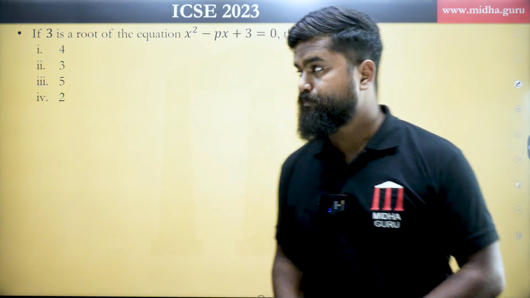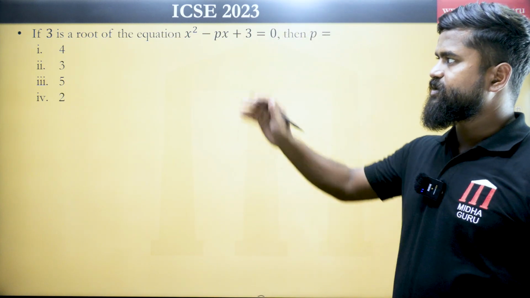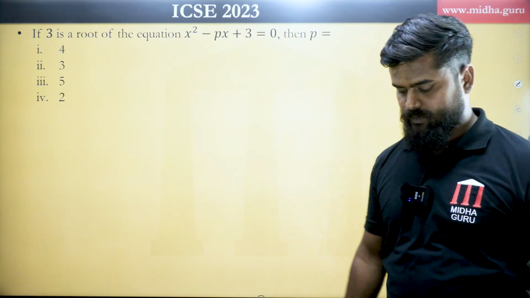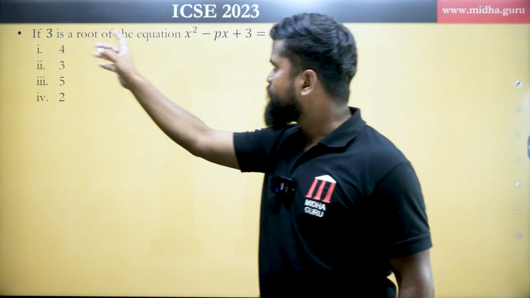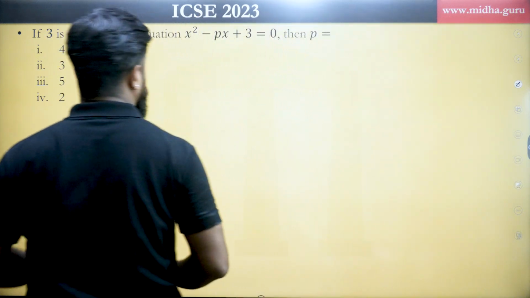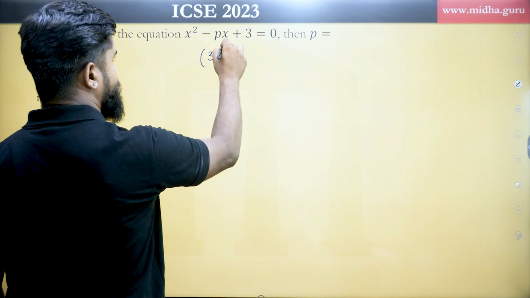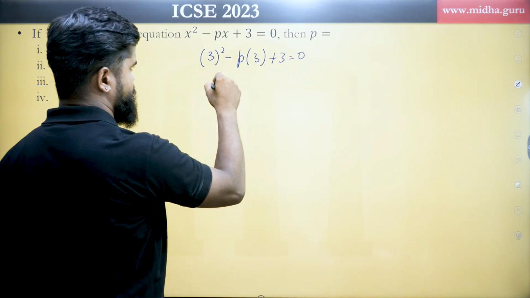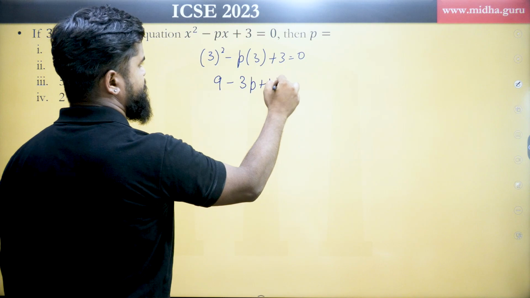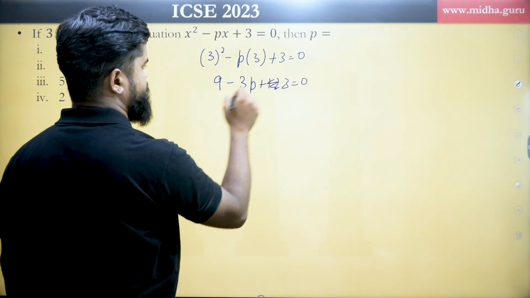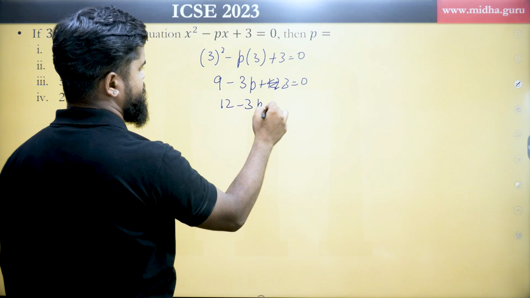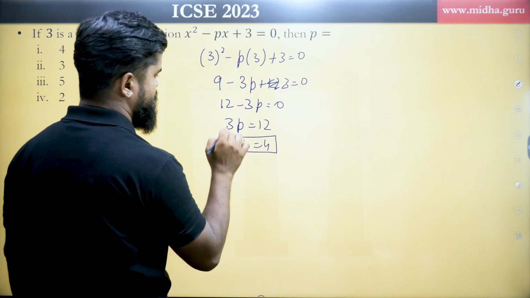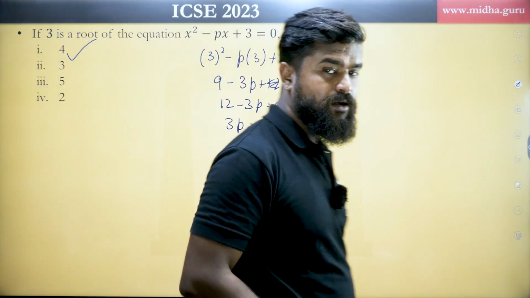In 2023, there was a multiple choice question. It said if 3 is the root of the equation x square minus px plus 3 is equal to 0, then p is equal to 4, 3, 5 or 2. So for this what we need to do is put this 3 into this equation. So 3 squared minus p into 3 plus 3 is equal to 0. So this becomes 9 minus 3p plus 3 is equal to 0, which gives us 12 minus 3p is equal to 0. 3p is equal to 12, p is equal to 4. So the right answer will be 4.